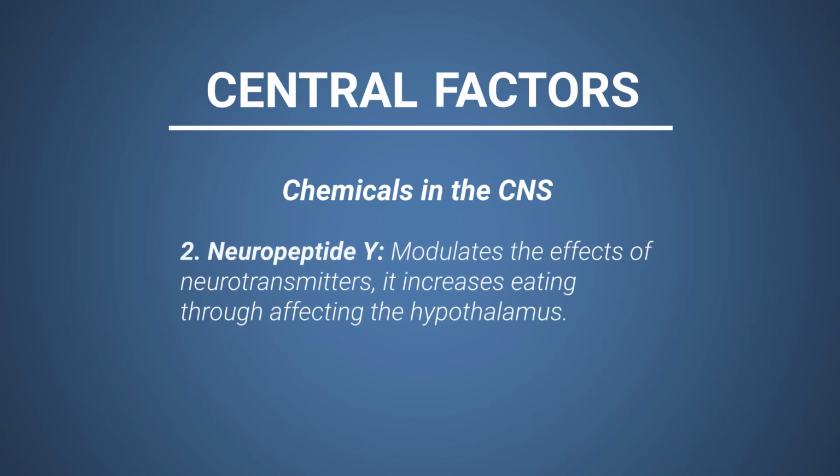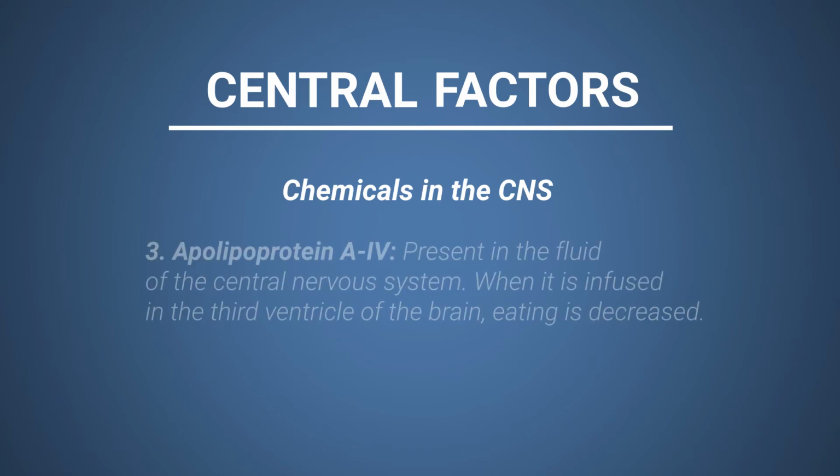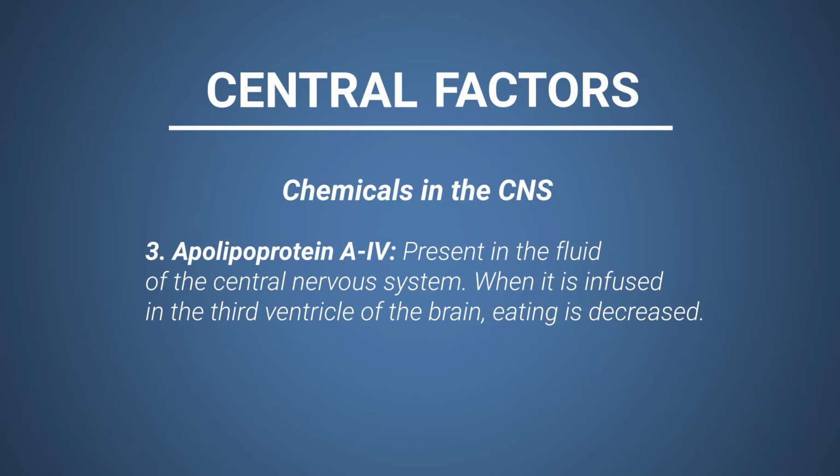The next chemical, neuropeptide Y, modulates the effect of neurotransmitters and increases eating through affecting the hypothalamus. The final chemical in the central nervous system, apolipoprotein A4, is present in the fluid of the central nervous system, and when it is infused in the third ventricle of the brain, eating is decreased.